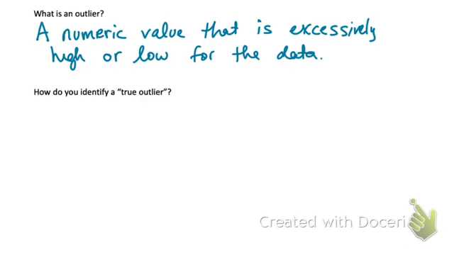All right, so how do I identify a true outlier? Here's how we do it. We are going to use the 1.5 IQR rule. So what is the 1.5 IQR rule? You guys have heard of this before, yes? Nope.